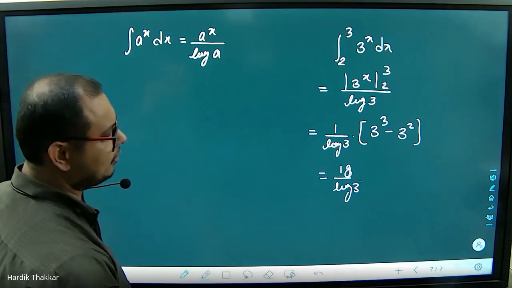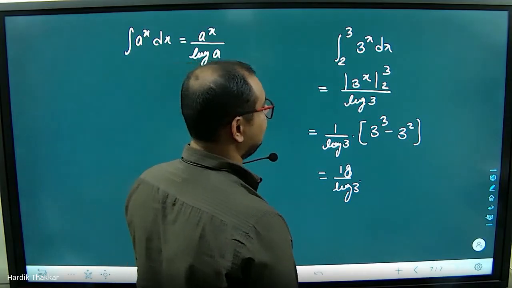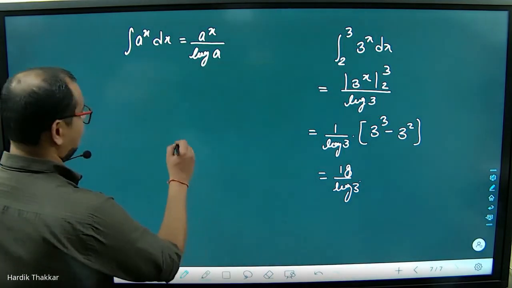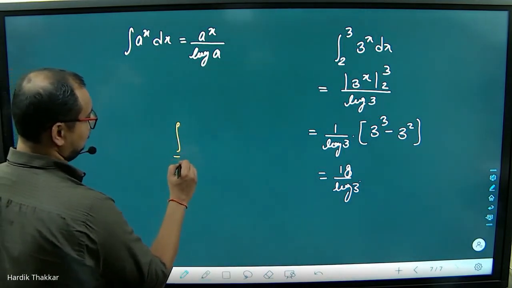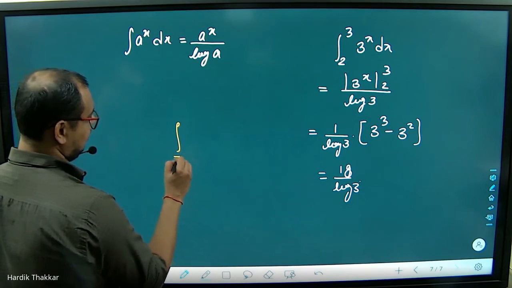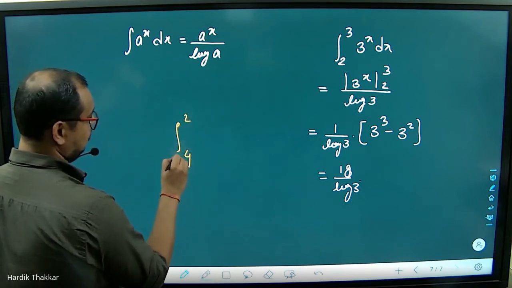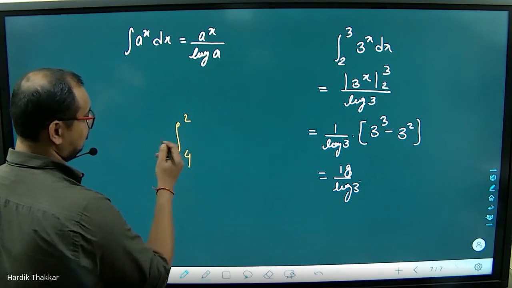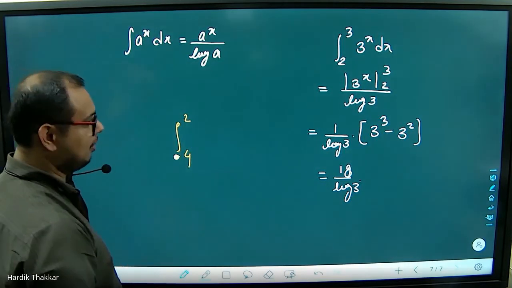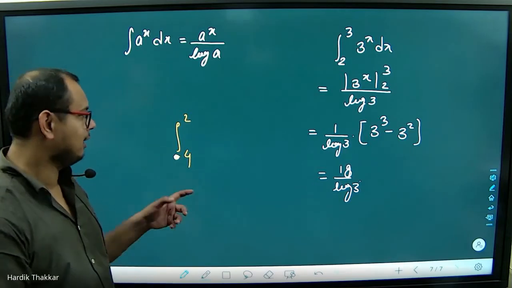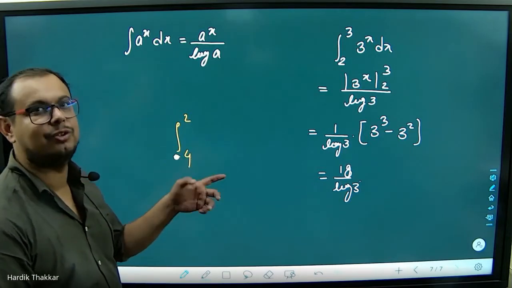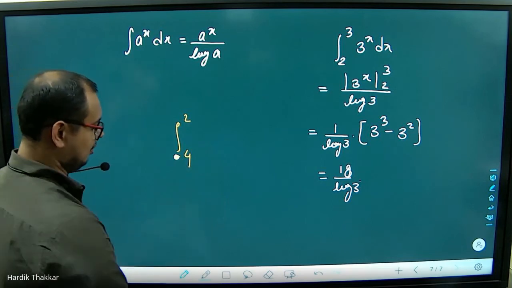Sir, always upper limit will be greater than lower limit. No, it is not necessary. ऐसा जरूरी नहीं है. Sometimes it can be like this also, 4 to 2. Okay, so this is also possible limits. ऐसा जरूरी नहीं है. जब हम प्रॉपर्टीज देखेंगे ना डेफिनेट इंटीग्रल की, तब वो देख लेंगे कि जब लोअर और अपर लिमिट चेंज होंगी तो क्या डिफरेंसेस होंगे. Yes, sir.